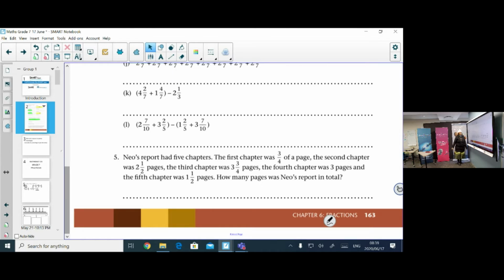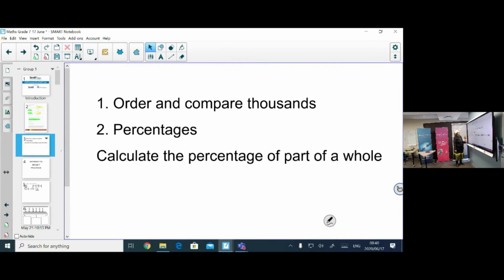So the last part which we did not give the answer was question 5, whereby Nell's report had 5 chapters. The first chapter was 3/4 pages and the second chapter was 2.5. The third one was 3 3/4, the fourth one 3 pages, and the fifth one was 1.5. So we needed to add how many pages Nell's report was in total. So that was the one that we needed to finish.